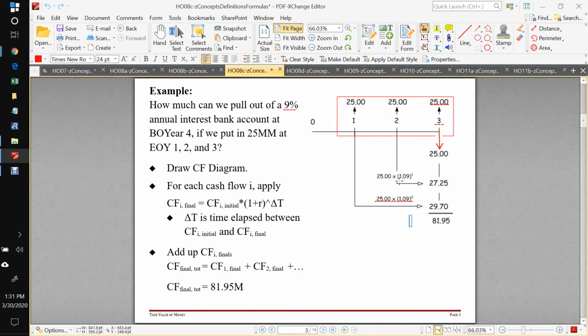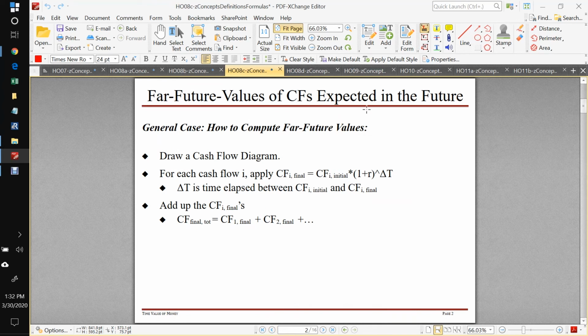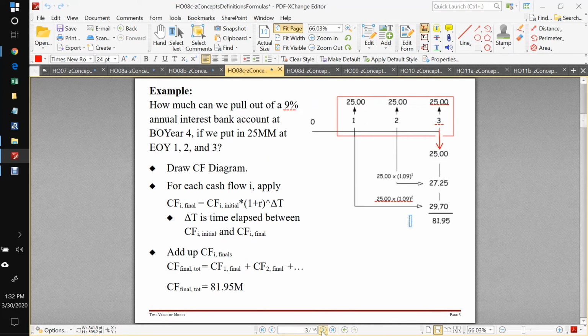So how big is this one going to get? This one that we get at end of year 2 has 1 year to grow. So it'll be 25 times 1 plus r raised to the 1, and that grows to 27.25. The one we put in a nanosecond before we pull our money out of the account has no time to grow, so that's just going to be 25. Then we just total up everything that's in the account: 25 plus 27.25 plus our 29.7 for the 25 that's had 2 years to grow. We add them all up, we get 81.95. So that's what we're thinking about when we're talking about far future values of cash flows expected in the future. Very, very straightforward.